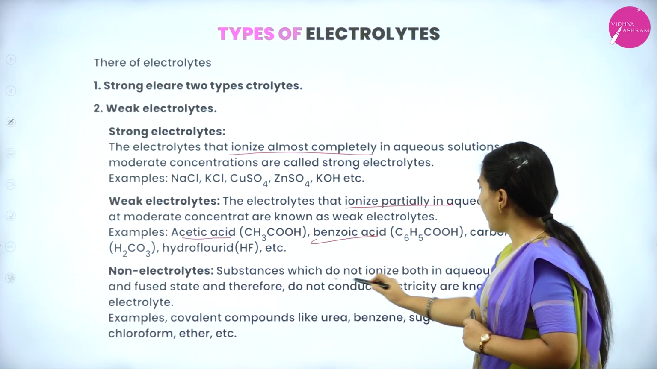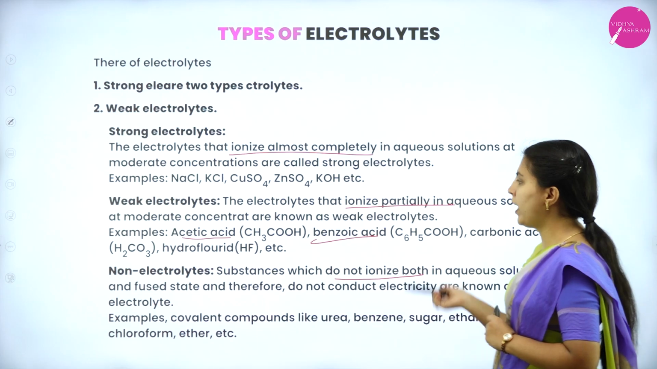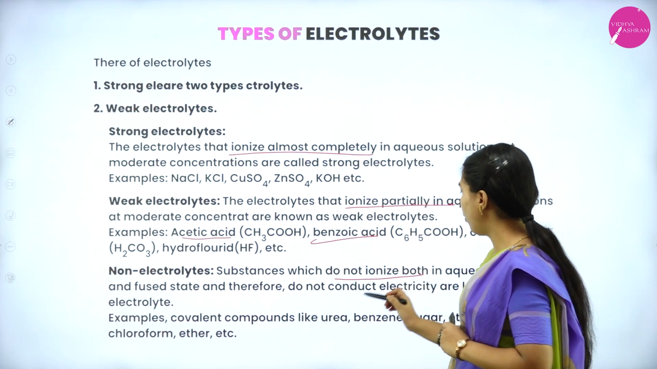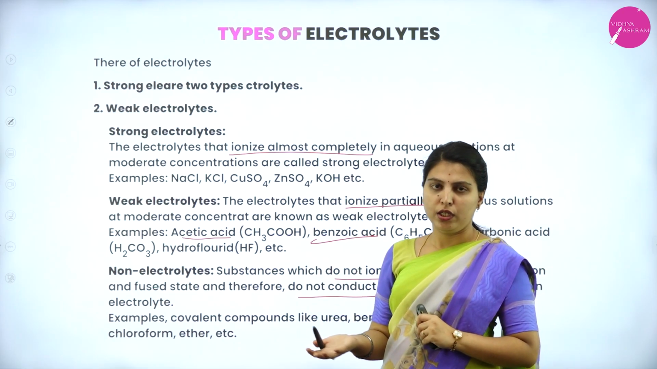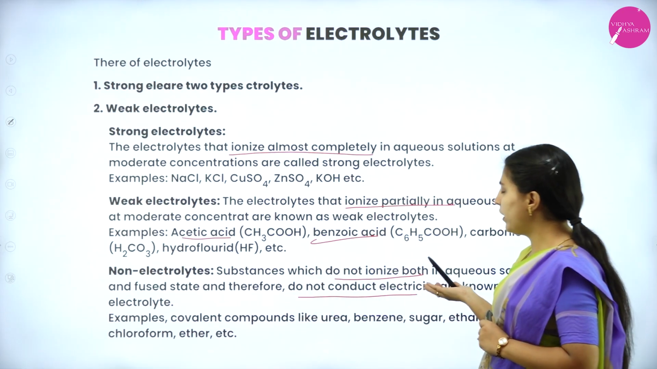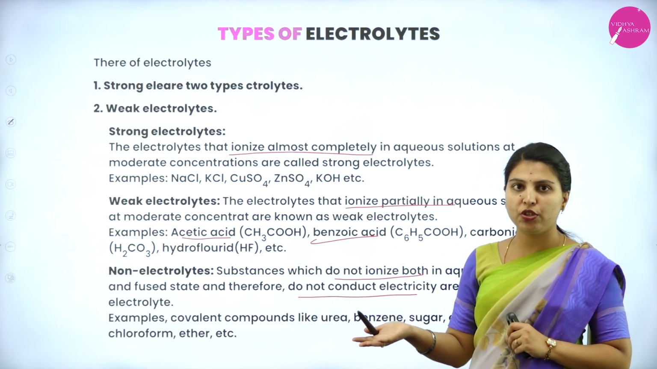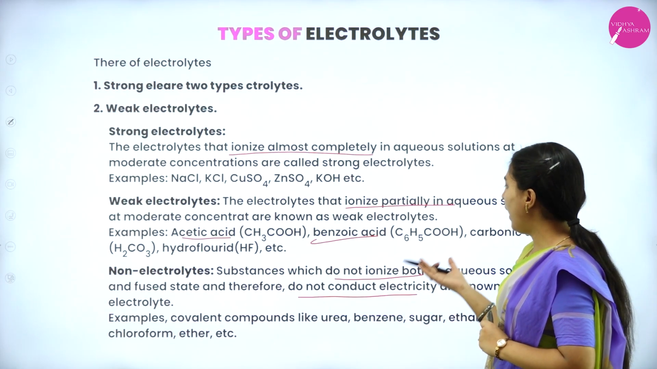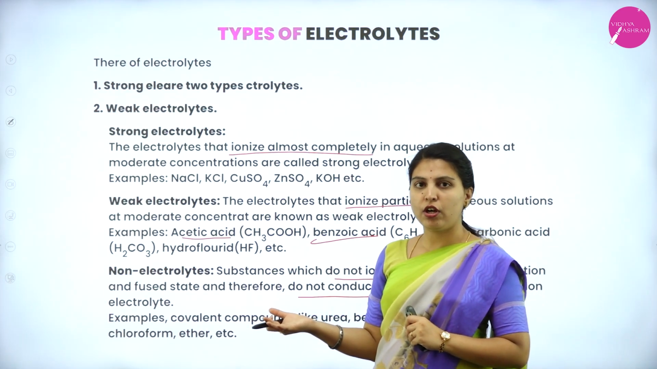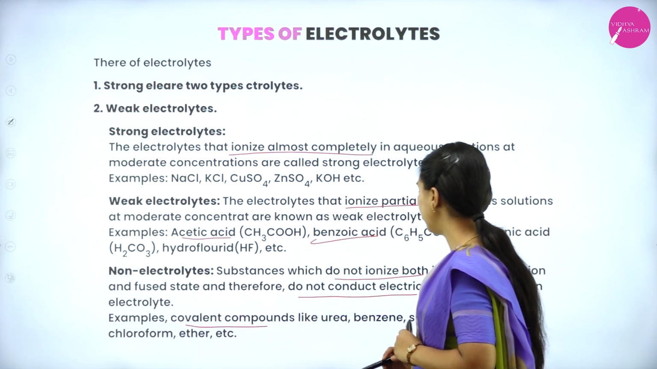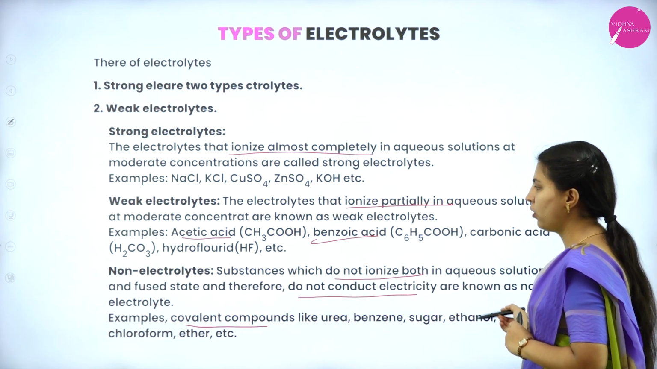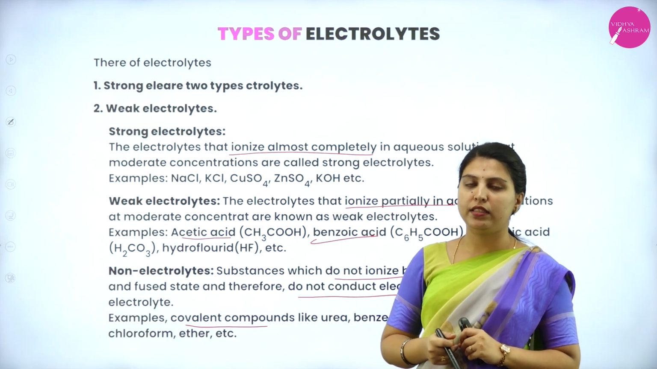Substances which do not ionize both in aqueous solution and fused state, and therefore do not conduct electricity, are known as non-electrolytes. They will not ionize in aqueous solution or in fused state and do not conduct electricity, so we call them non-electrolytes. Those are all covalent compounds like urea, benzene, sugar, ethanol, chloroform, ether, etc.